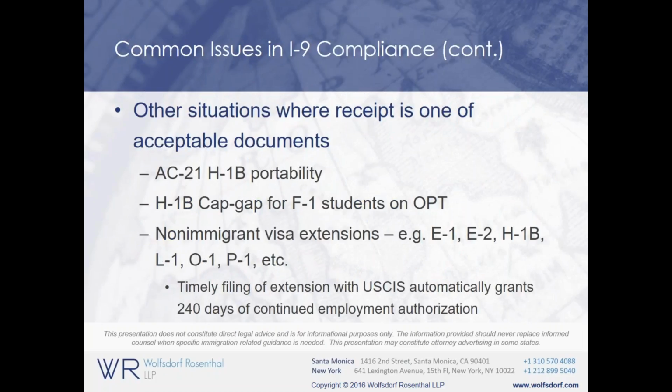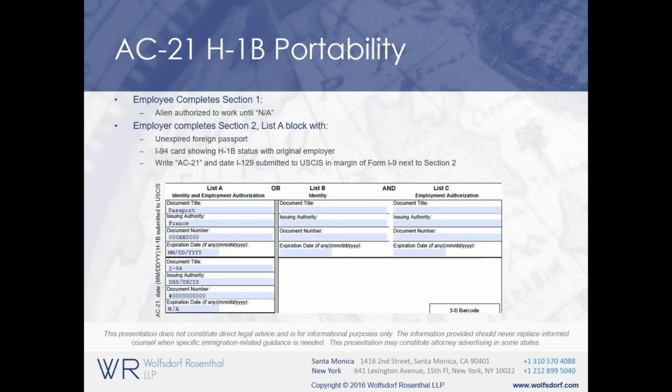Other situations where a receipt is one of the acceptable documents include AC-21, H-1B cap gap, non-immigrant visa extensions, L-1, and O-1 P-1. These are pretty much it. The timely filing of such an extension with USCIS grants 240 days of continued employment authorization. So in this kind of situation, you would fill out the I-9 as such.